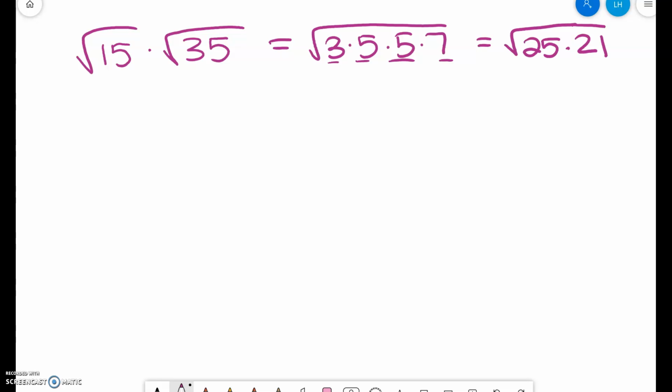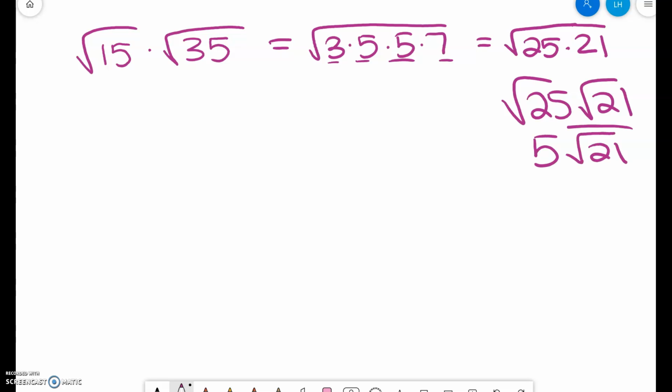So now if I use that, I break it up, I have the square root of 25 times the square root of 21. And the square root of 25 can be simplified to be 5 square roots of 21. So you can use that multiplication rule to even break down really big numbers.